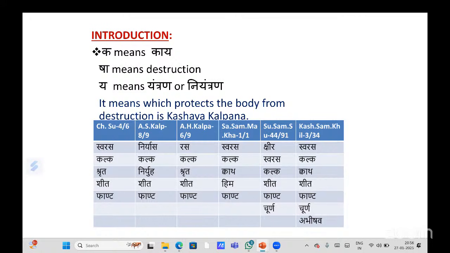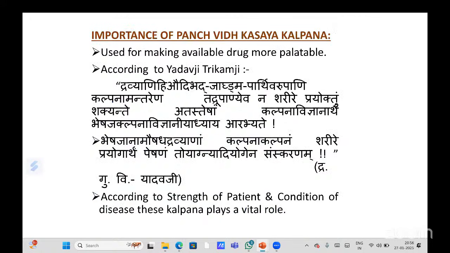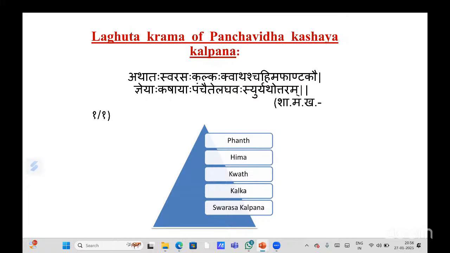Moving to the importance of Panchavida Kashaya Kalpana, you have to write: it is used for making the available drug more palatable. Again, according to the strength of the patient and the condition of the disease, we can utilize different formulations or different kashaya kalpanas, because we know that phanta is lighter than hima, hima is lighter or laghu than kwata, kwata is laghu than kalka, and kalka is laghu or lighter than the swarasa kalpana. So you have to write this.